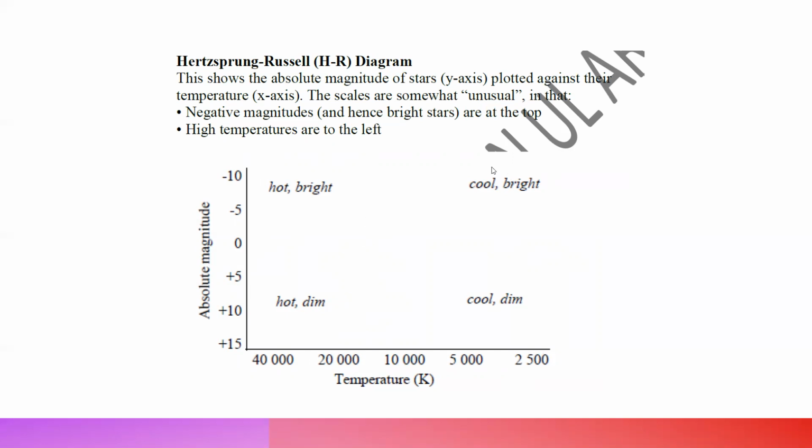In this region, we have a cold, bright star on the top right, and at the bottom right we have a cold and dim star. On the bottom left we have a hot and dim star, and on the top left we have hot and bright stars.